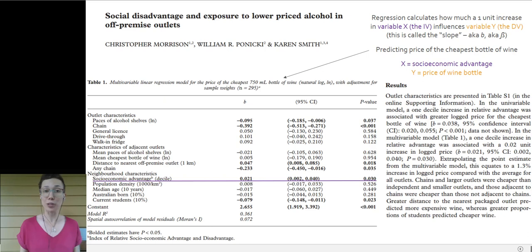Here's actually their results where they tell us the same thing that we're going to conclude right now, but let's look at it first. So maybe this is a good chance to quiz yourself as well. How would you phrase the impact of socioeconomic advantage on the price of a bottle of wine? How would you phrase that? I'd encourage you to pause the video if you'd like to take a moment to think about that.